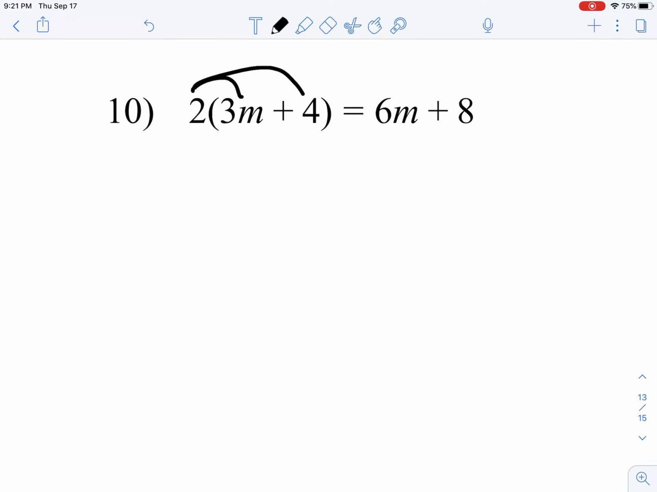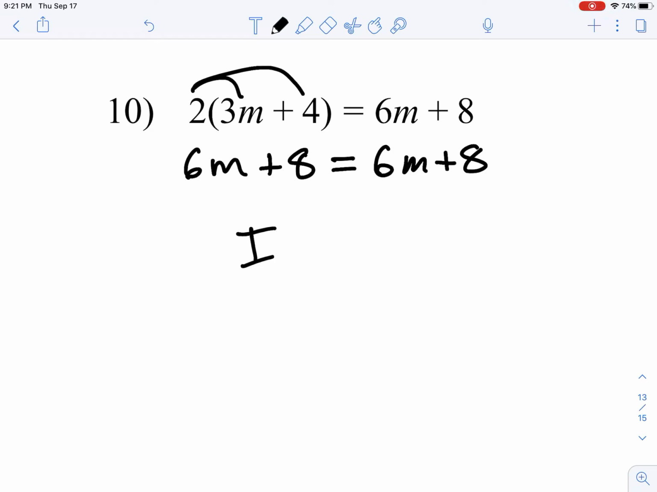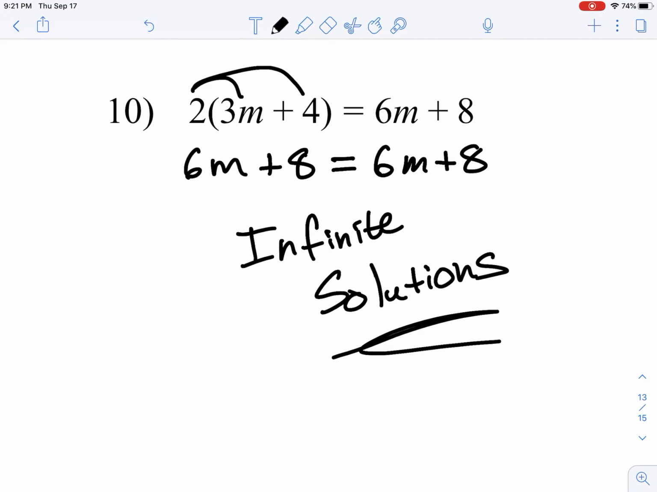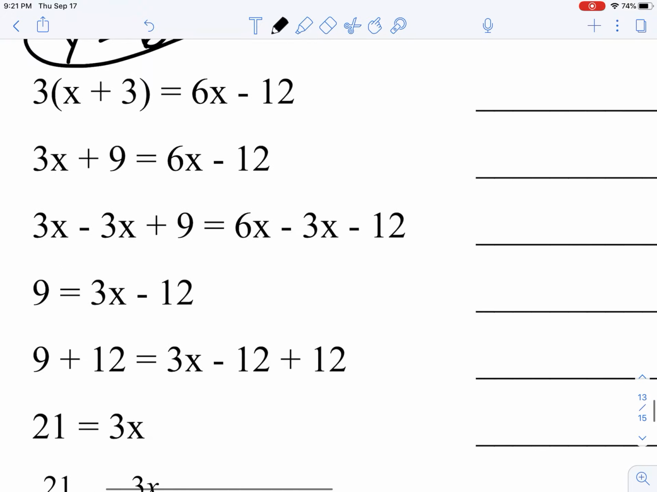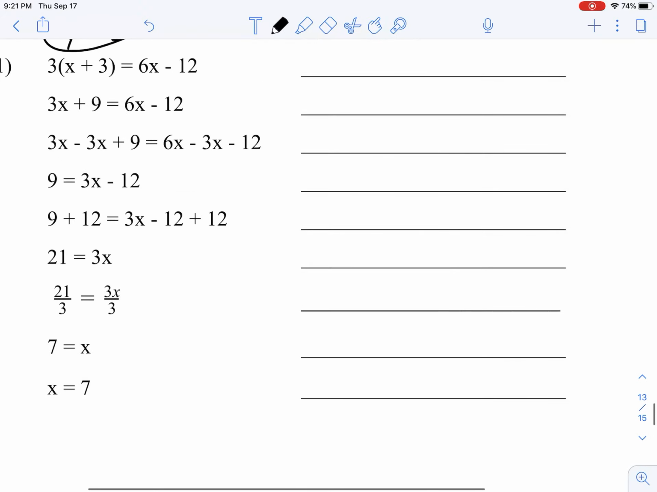Distributing again, 6m plus 8 equals 6m plus 8. Just from distributing, I can see that we have the same thing on both sides, which means this is infinite solutions. Those go pretty quick with that.